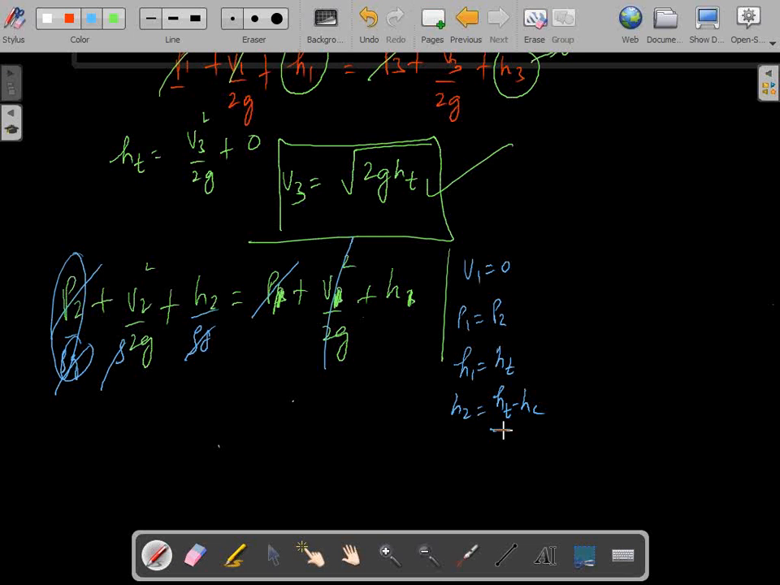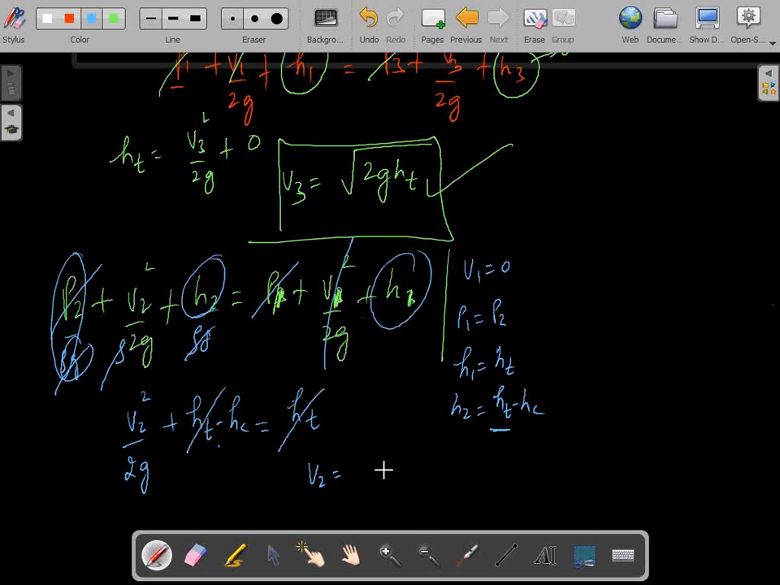Okay, so H2 is Ht minus Hc. So if you plug in the value over here, you would get V2 square by 2G plus Ht minus Hc, and this H1 is nothing but Ht. Now Ht and Ht are cancelled off. So from here I will say that V2 is equal to root 2GHc. So we have got the value for V3 and we have got the value for V2.